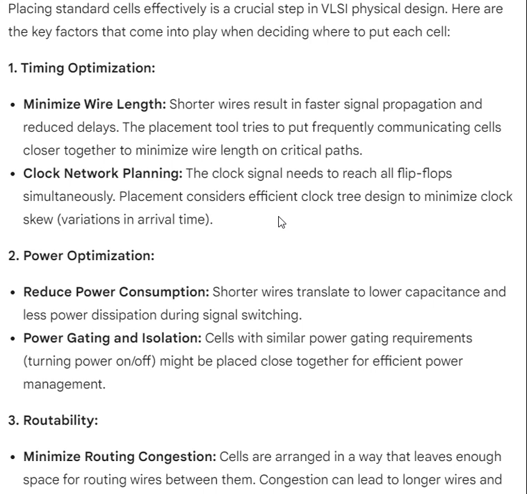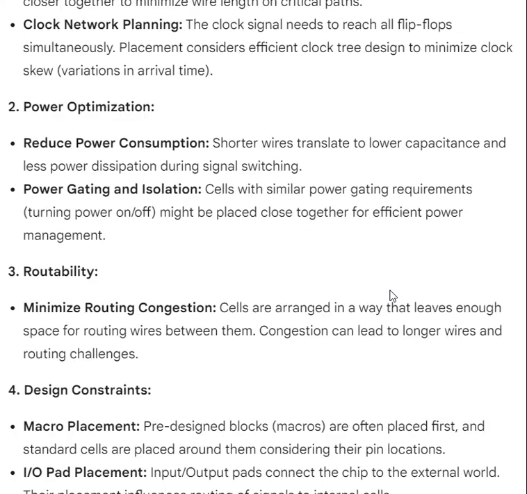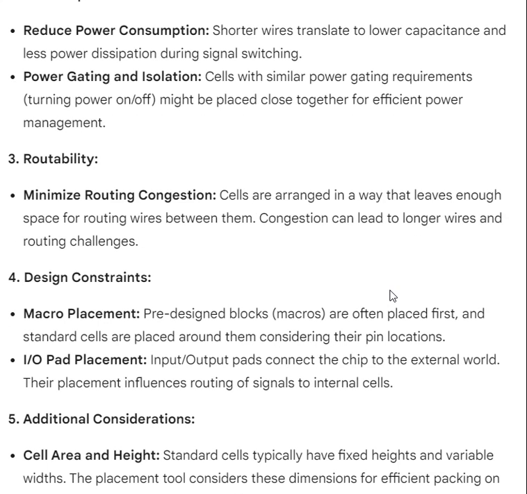Clock network planning. The clock signal needs to reach all flip-flops simultaneously. Placement considers efficient clock tree design to minimize clock skew, variations in arrival time. 2. Power optimization. Reduce power consumption. Shorter wires translate to lower capacitance and less power dissipation during signal switching. Power gating and isolation. Cells with similar power gating requirements, turning power on, off, might be placed close together for efficient power management. 3. Routability.